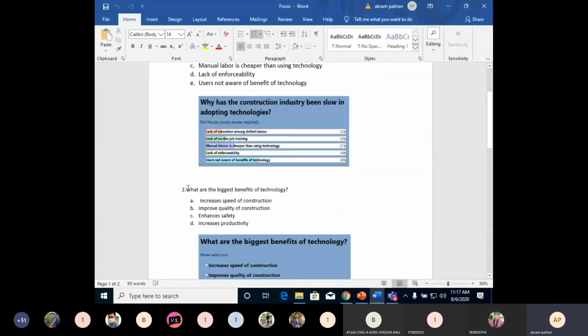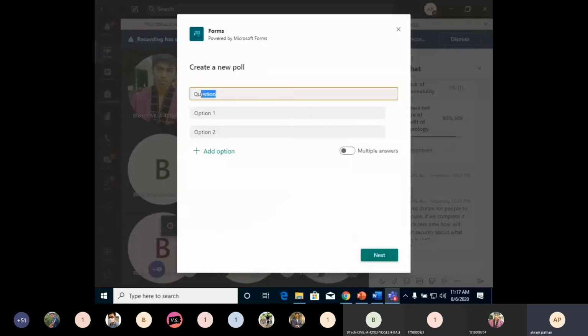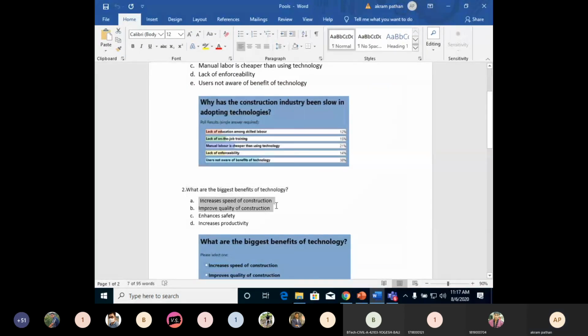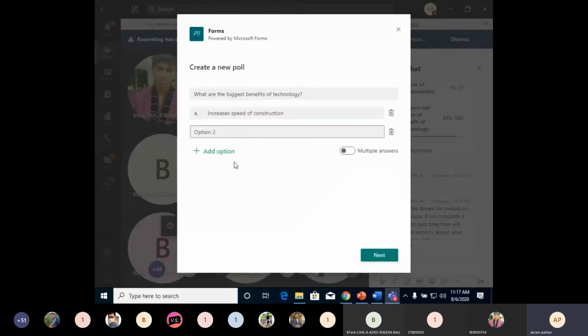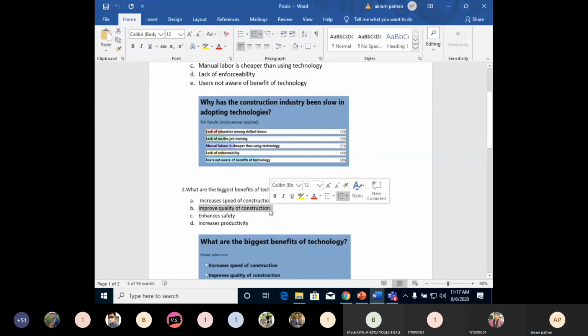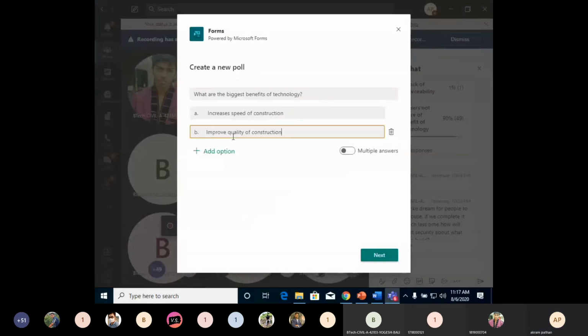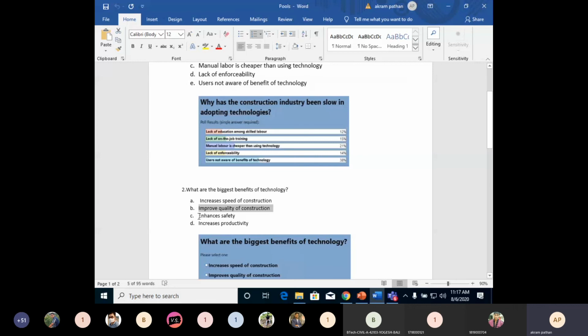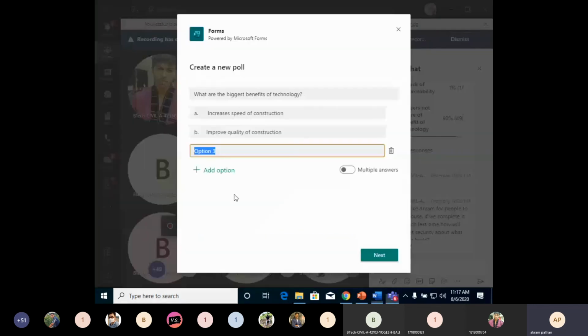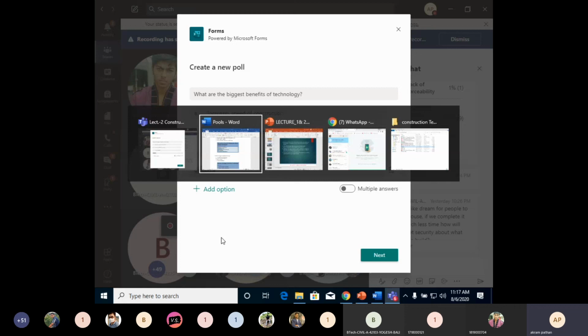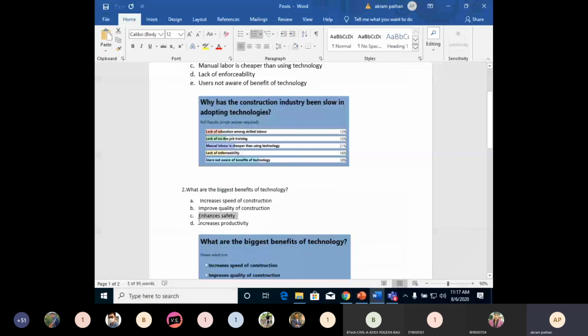Now my another question is, what is the biggest benefit of technology? The first option is increase speed of construction, second, improve the quality of construction, third, enhance safety, and the last option is increase productivity.